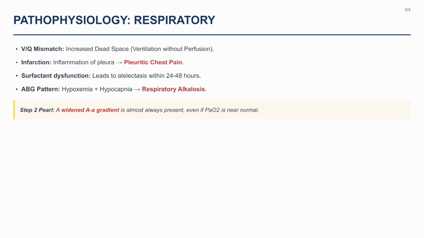The classic ABG pattern is hypoxemia with hypocapnia due to hyperventilation, resulting in respiratory alkalosis. High-yield pearl: a widened alveolar-arterial gradient is almost universally present in PE, even when the PaO2 appears near normal.